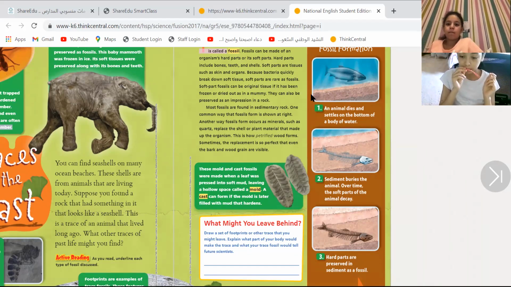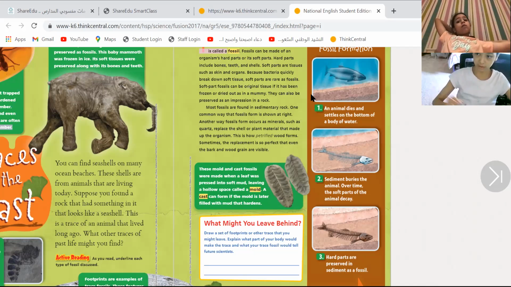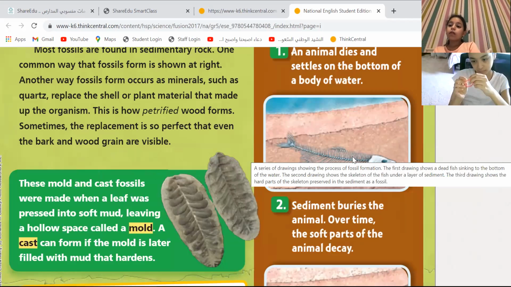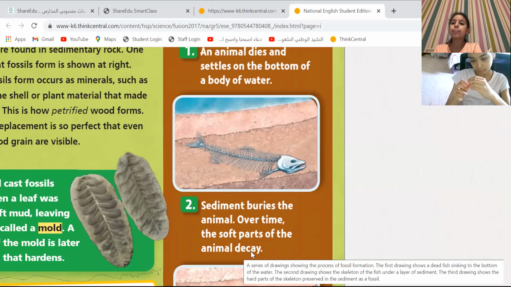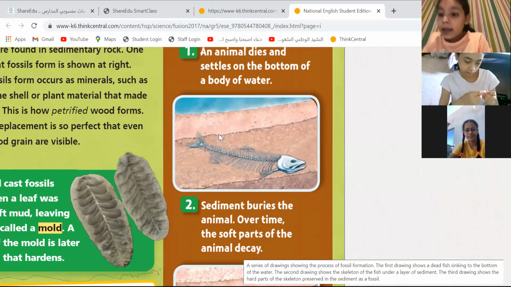A body of water. For example, maybe in the ocean, maybe in a lake. Yes, the second step, what happens over here, Jenna? Over time, the soft parts of the animal decay. Now sediments, sediments must also have a say in fossils.